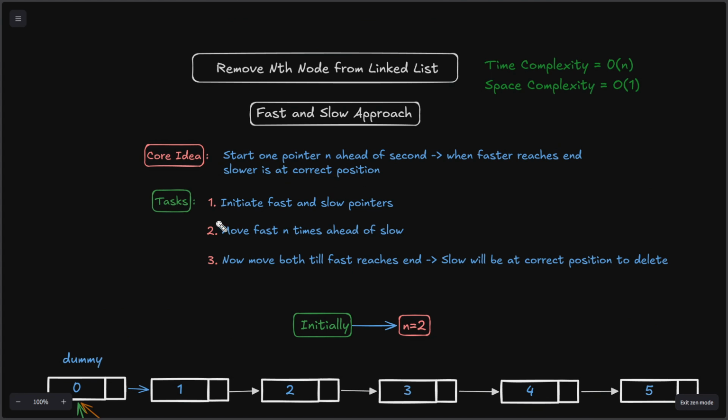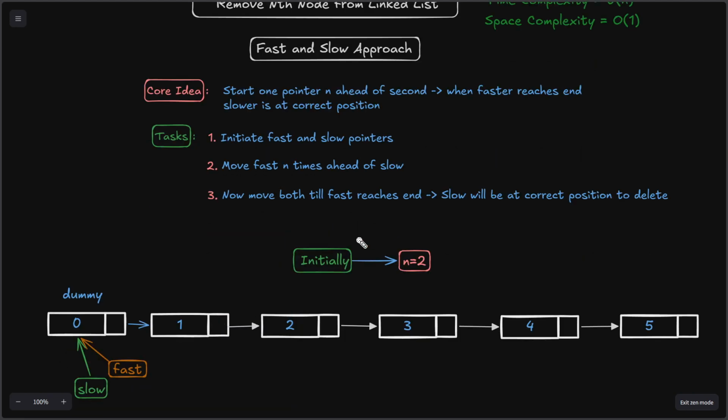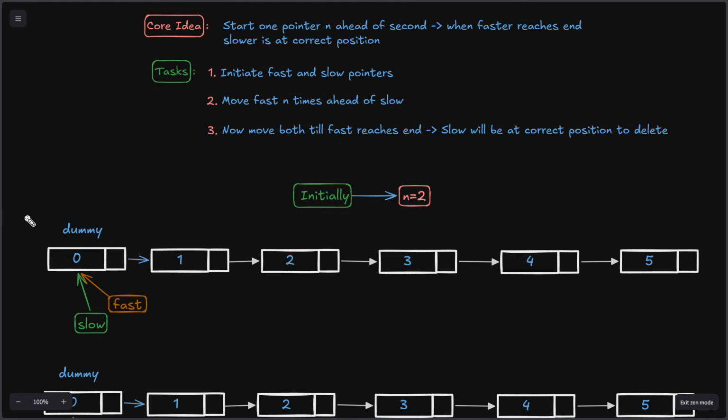Okay, so the task to solve using this method is: initialize fast and slow pointers, move the fast pointer n times ahead of slow. Then we're going to move both of these fast and slow pointers till fast reaches the end of this linked list. Okay, once fast has reached the end of the linked list, slow will be at the correct position to delete the next node. Okay, so you can see the visualization.